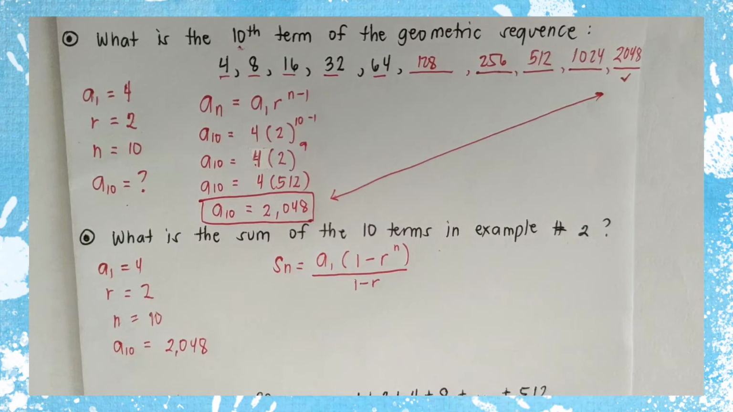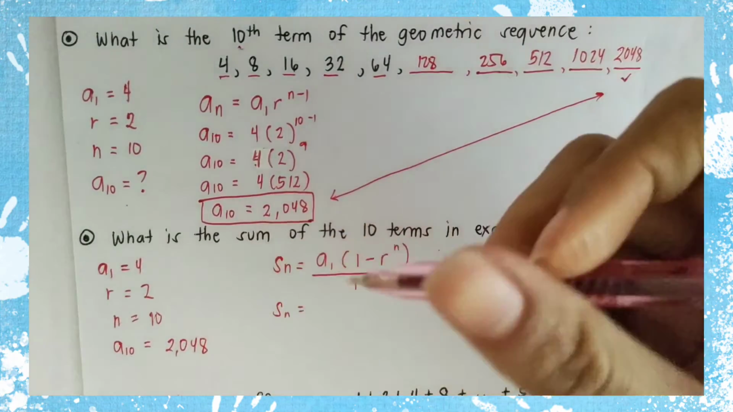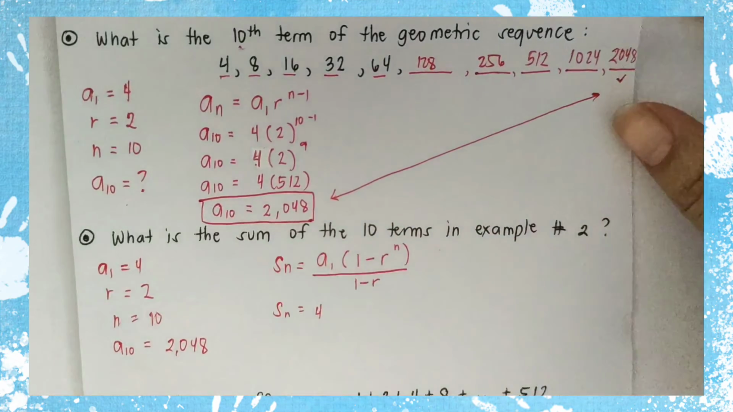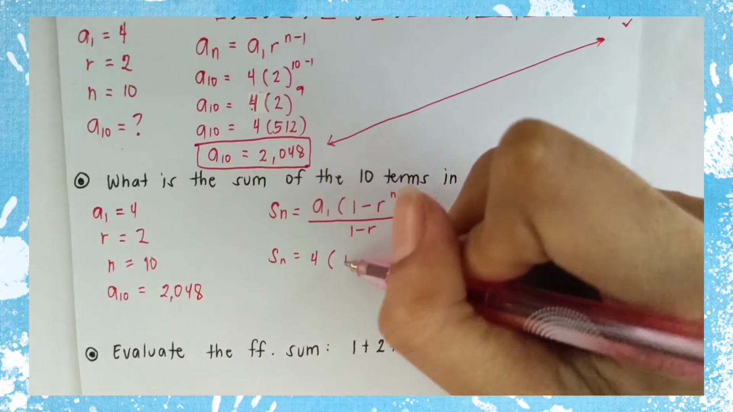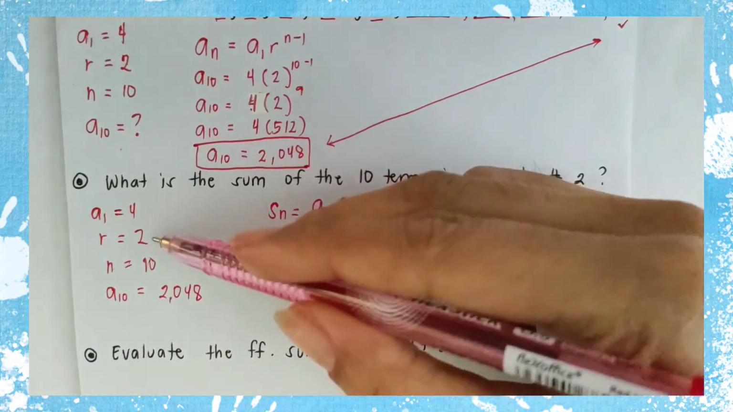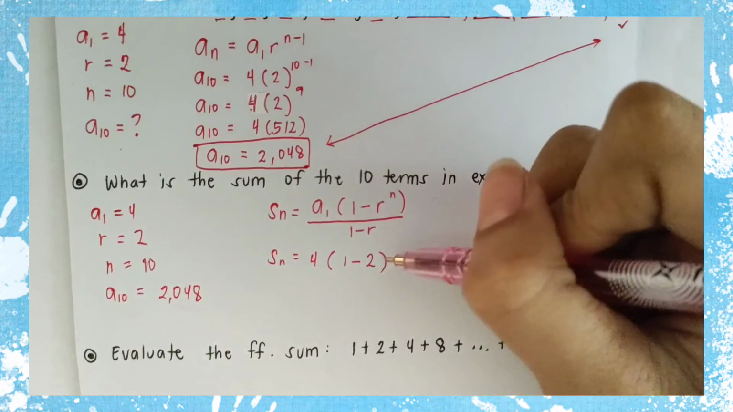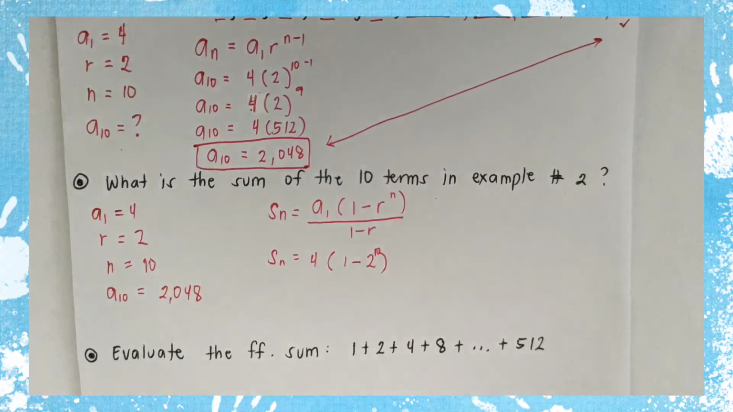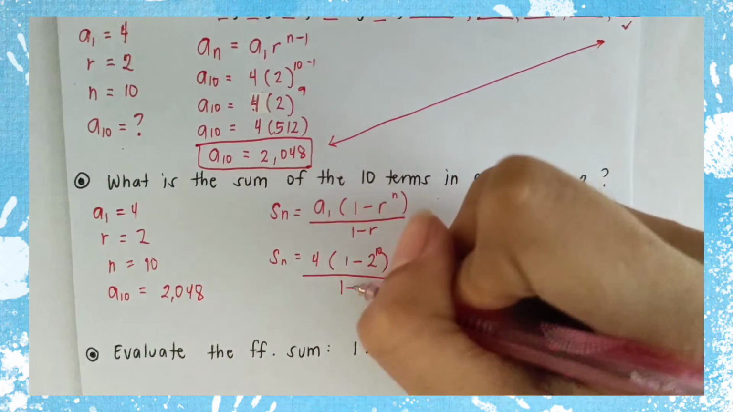Let us substitute the following in our formula. S sub n is equal to a sub 1, which is 4, times 1 minus r, which is 2, raised to n, which is 10, divided by 1 minus r, which is 2.